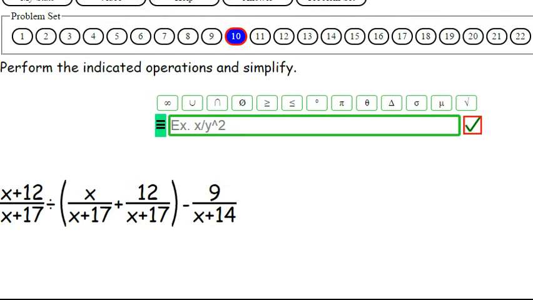So we have x plus 12 over x plus 17 divided by something that's in parentheses, x over x plus 17 plus 12 over x plus 17, and that's all minus 9 over x plus 14. Alright, amazing. That is amazing. Takes me 10 minutes to write all that out. So we have x plus 12 over x plus 17.